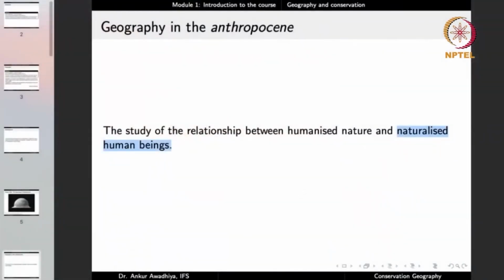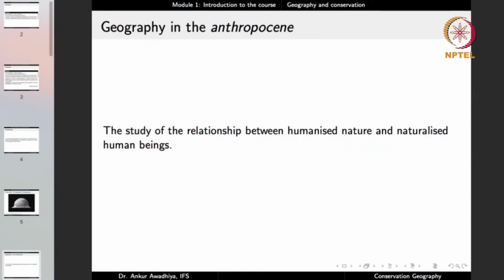And geography in the Anthropocene concerns itself with the study of relationship between humanized nature and naturalized human beings. So we are looking at the relationship between humans and nature, because in the Anthropocene the impact of the humans is so large that we are the dominant forces on nature. And so when we have to study geography, a very big subtopic of geography today concerns the various varied impacts of humans on different areas on the planet. And so in the Anthropocene, geography is the study of relationship between humanized nature and naturalized human beings.